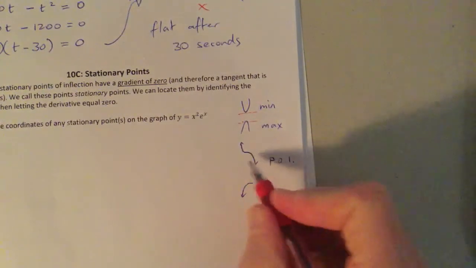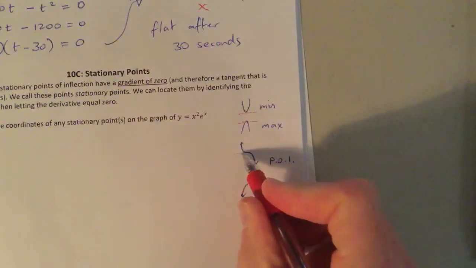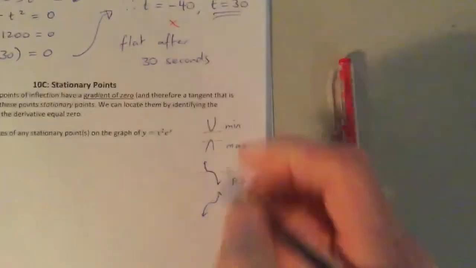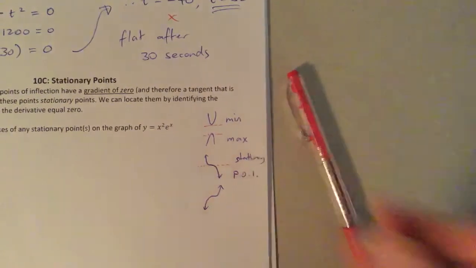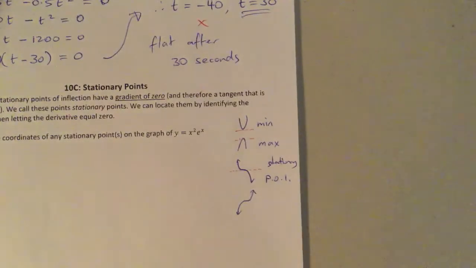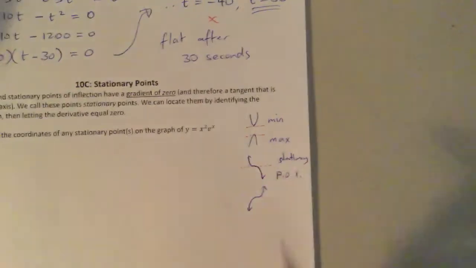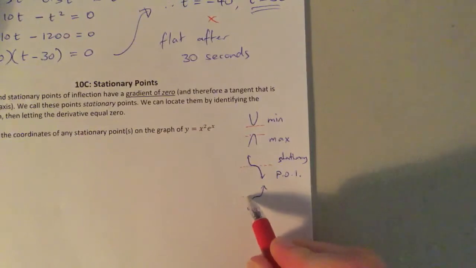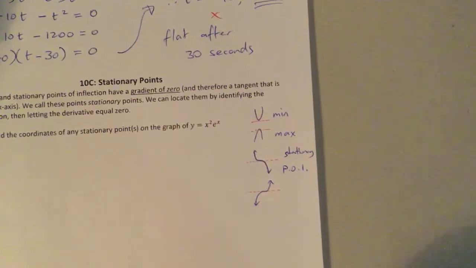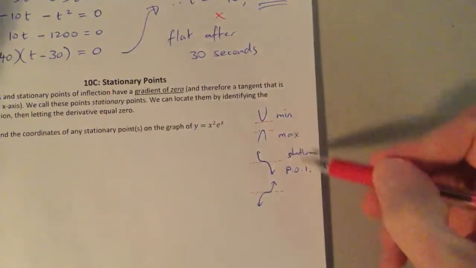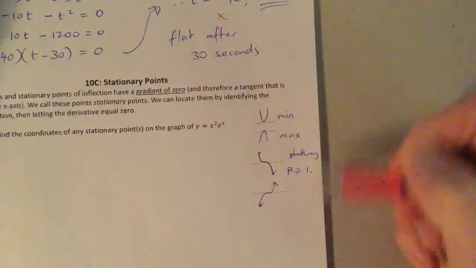If you were to draw a tangent line at a stationary point of inflection, I should call that stationary, because you can have points of inflection that aren't stationary, but here we're talking about stationary points of inflection. Again, if we were to draw a tangent line at these stationary points of inflection, they would have a gradient of 0.